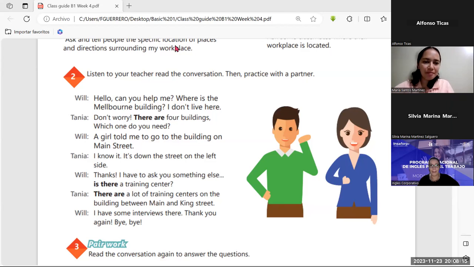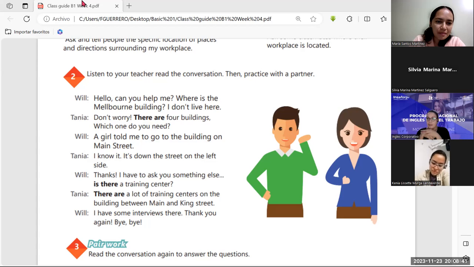Okay. Hello, can you help me? Where is the Melbourne building? And I live here. Don't worry, there are four buildings. Which one do you need? A girl told me to go to the building on Main Street. Oh no, it's down the street on the left side. Thanks. I had to ask you sometime else. Is there a training center? There are a lot of training centers on the building between Main and Kane Street. I have some interview there. Thank you. Thank you again. Bye bye.